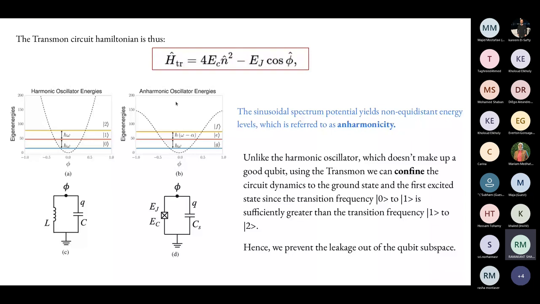the sinusoidal spectrum potential yields non-equidistant energy levels, which is referred to as anharmonicity. So unlike the harmonic oscillator, which doesn't make up a good qubit, using the transmon, we can confine. So you always hear about the confinement of the computational space to the ground and the first excited state. So using the transmon, we can confine the circuit dynamics to the ground state and the first excited state, since the transition frequency from 0 to 1 is sufficiently greater than the transition frequency from 1 to 2. Hence, we prevent leakage out of the qubit subspace.